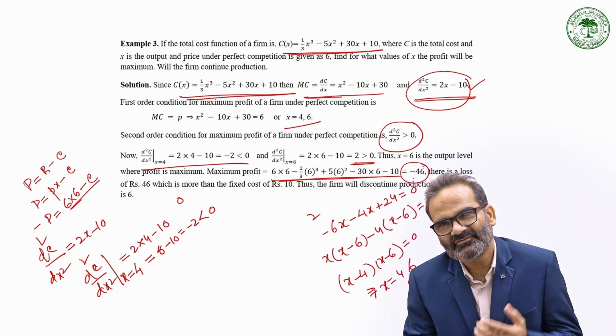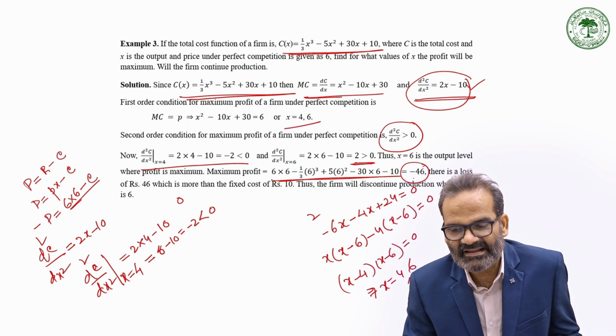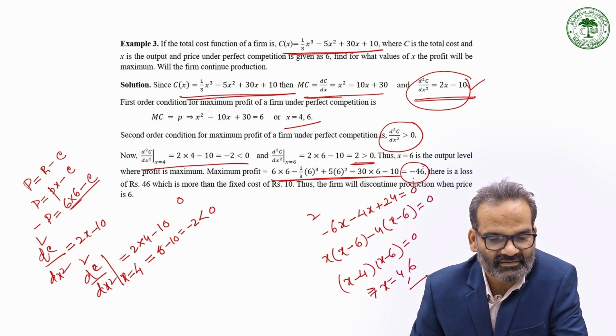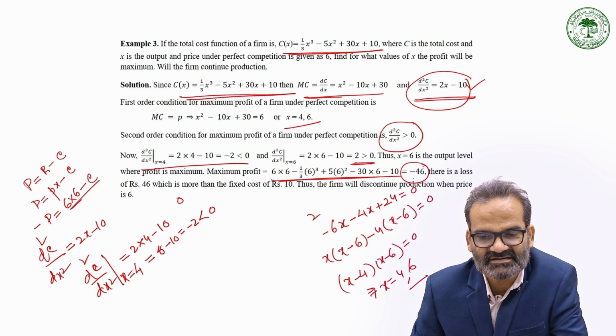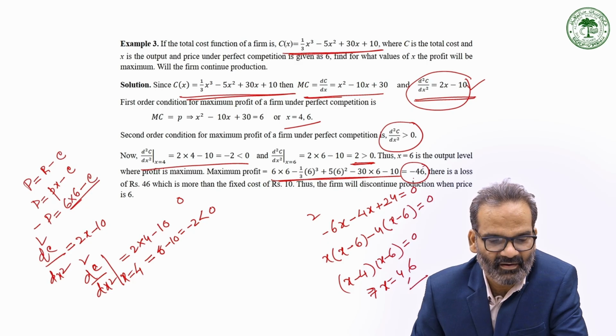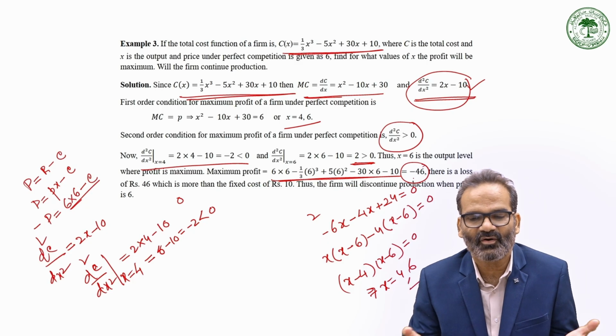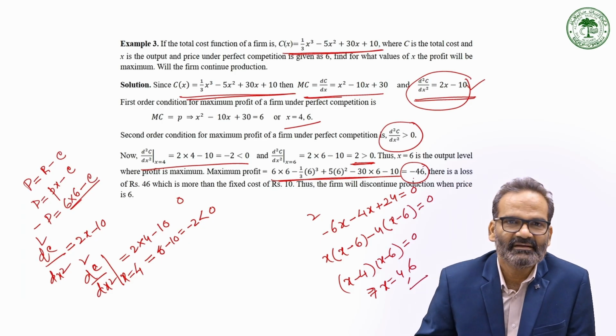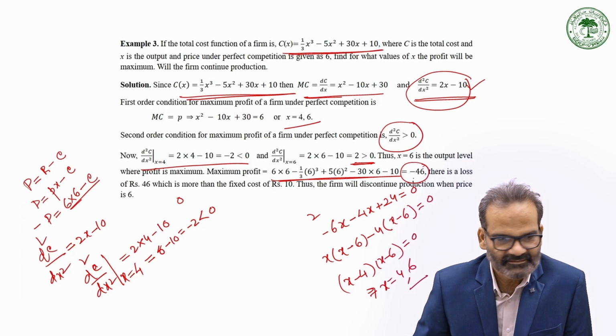So naturally, if the profit is coming out to be negative, it shows that there is a loss to the firm of rupees 46, which is more than the fixed cost, that is rupees 10, right? Thus, the firm will discontinue the production when the price is rupees 6, right? Naturally, when the profit is coming out to be negative, therefore, the production should be stopped immediately.